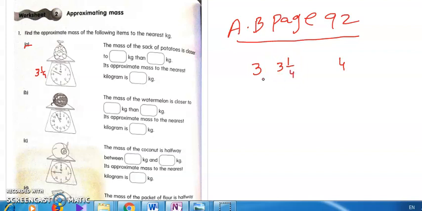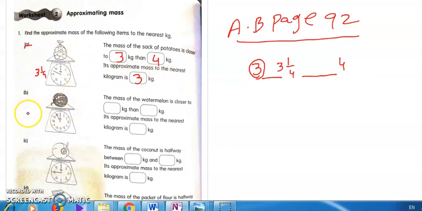3 as compared to 4. So I can say the mass of the sack of potatoes is closer to 3 kg than 4 kg, because if we check the distance between them, 3/4 is closer to 3 than 4. So when I approximate, I will take the nearest number. So the nearest number is 3. I will say its approximate mass to the nearest kilogram is 3 kg.